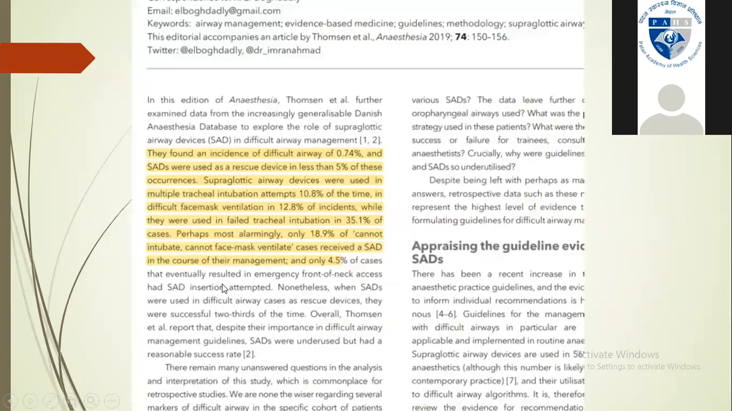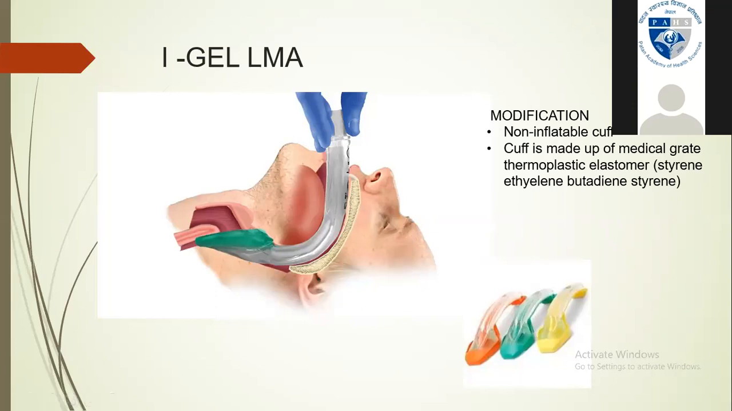So iGel LMA is a superior device, and it also has gastric tubes for decompression, and it will prevent aspiration. As we can see here, this is the epiglottis, and this is the esophagus, this is the trachea. It will be placed like this, and we can easily decompress the stomach by suctioning. So it is very much comparable to endotracheal tubes, in the sense that it has low risk of aspiration.